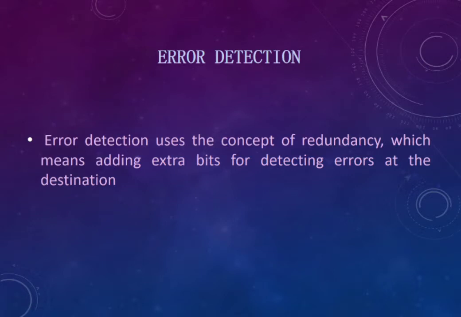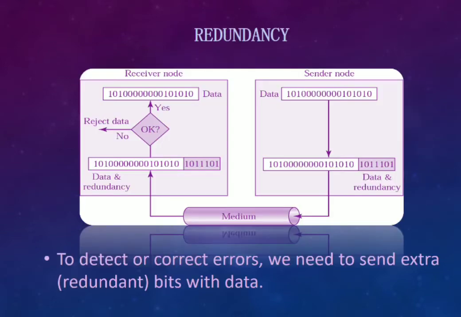Error detection. Basically, error detection uses the concept of redundancy, which means adding extra bits for detecting errors at the destination. Redundancy. To detect or correct errors, we need to send extra, or redundant, bits with data. These extra bits are added by the sender and removed by the receiver. Their presence allows the receiver to detect or correct corrupted bits.